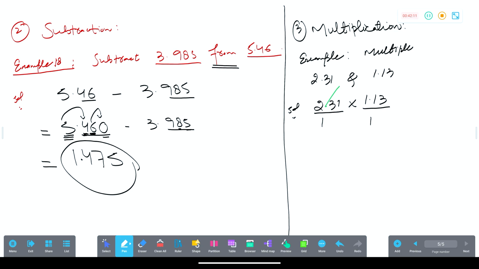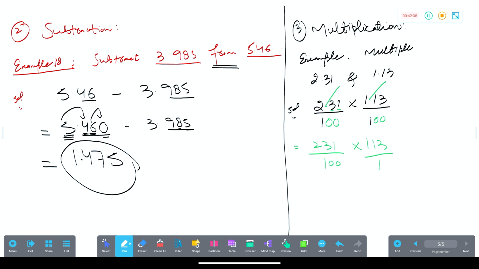So in place of these 2 digits, we will have 2 zeros in the denominator. The same will happen in the first case, second decimal. Now the decimal point cancels. After the decimal point there are 2 digits, so 2 zeros will come down. So the next thing is 231 divided by 100 into 113 divided by 100, without the decimal point.